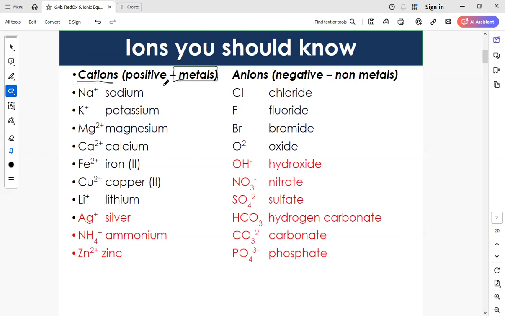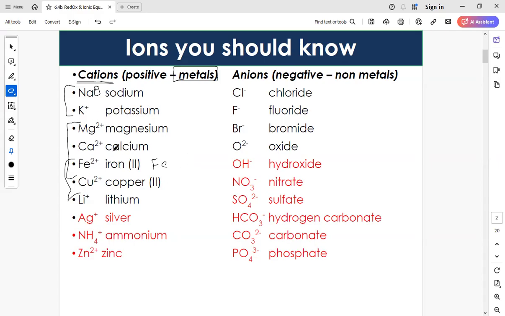So sodium is Na plus. Okay, it has a positive one charge, right? Then we have potassium. Then we have magnesium 2 plus, because they all belong to group 2, right? Sodium and potassium belong to group 1. And iron, copper, they all belong to the transition metals. They have a variable oxidation state. So iron can exist as iron 2. It can also exist as iron 3. Okay? And these ions have a different color.